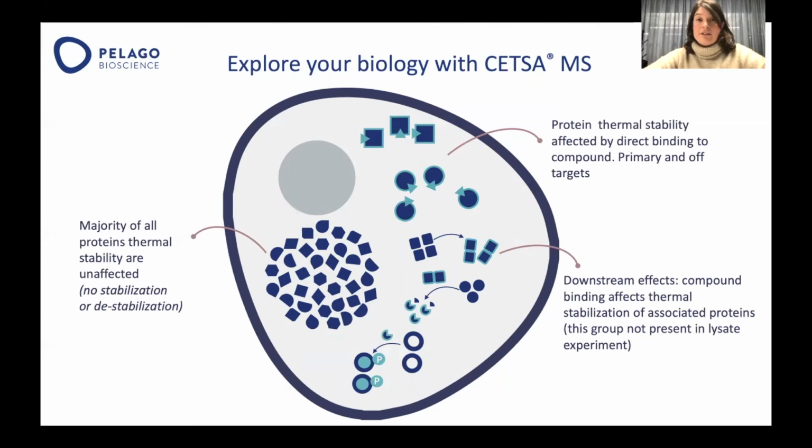In addition to this, in the intact cell experiment, we also have proteins that have been affected downstream. These are associated proteins that are affected in their thermal stability, and this can be due to loss of interaction partners, phosphorylation events, or dimerizations. This group is not present in the lysate experiment.